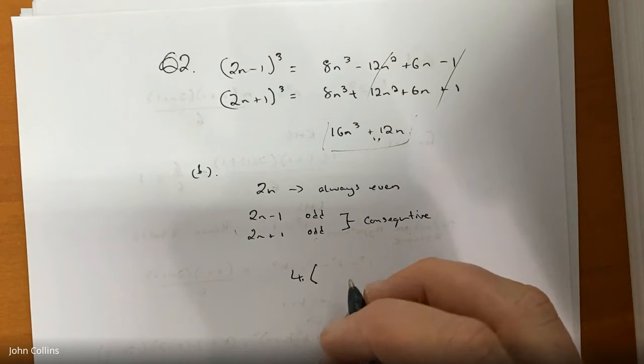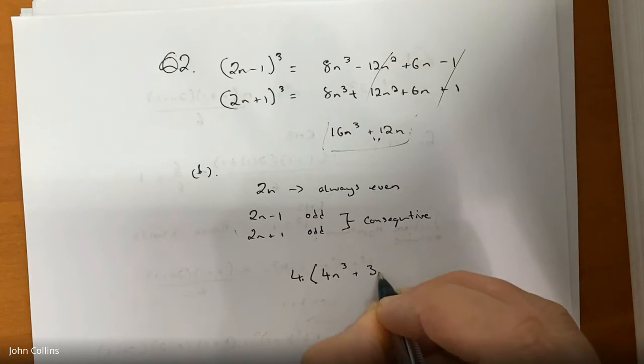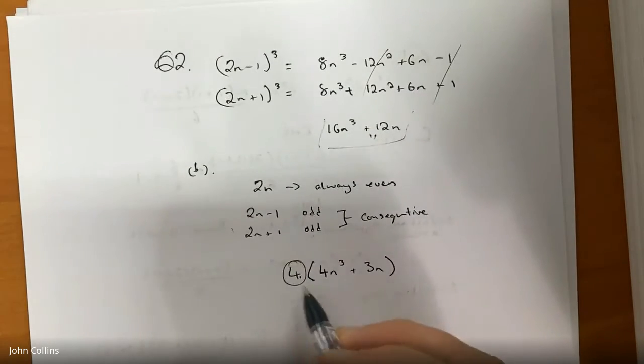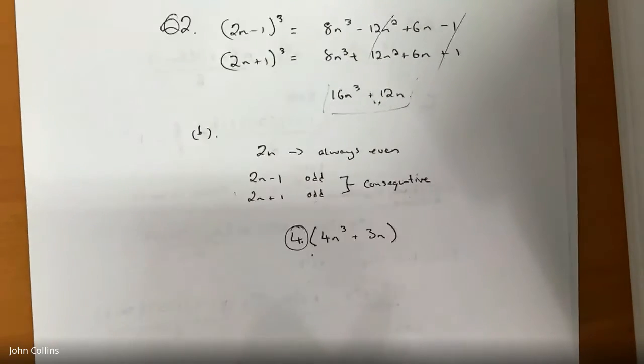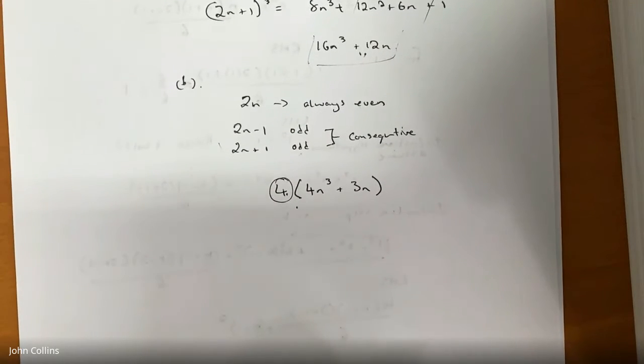You can factor out 4n if you want. But 4n cubed plus 3n is inside, so that's it. There you go. That was quite a simple, direct proof, that one.